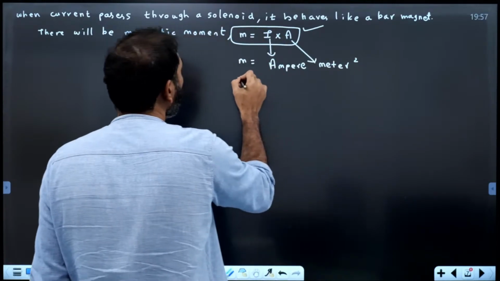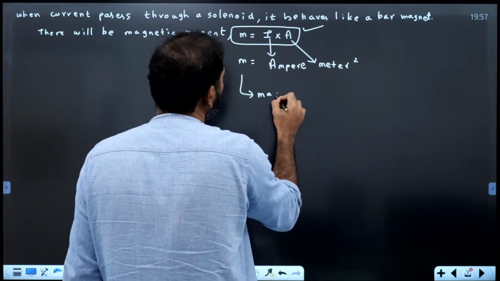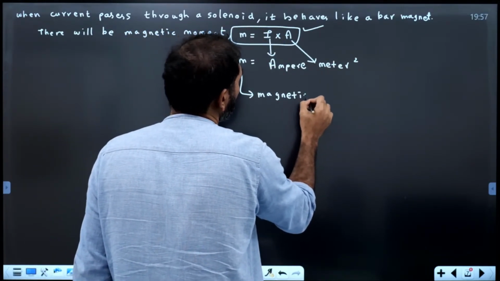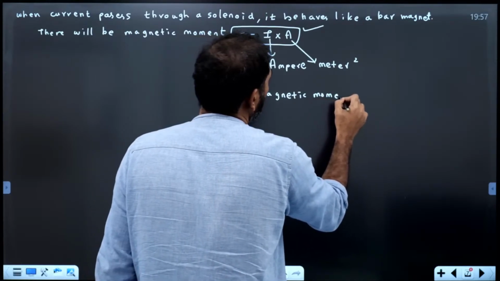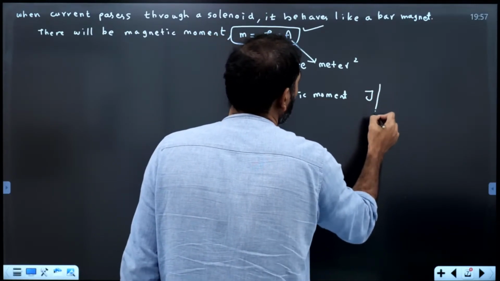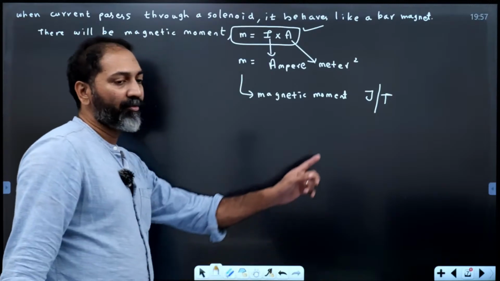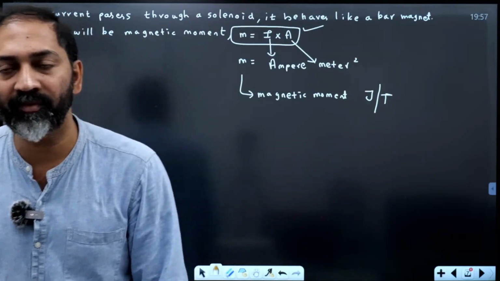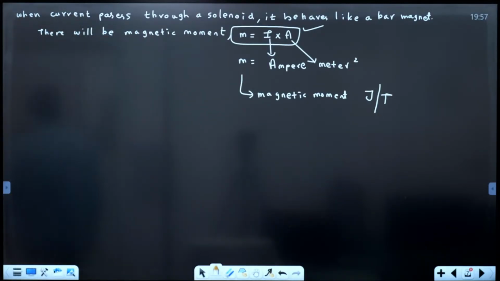See, there is one more unit for magnetic moment, that is Joule per Tesla. There is another unit called Joule per Tesla. In some problems, you can see magnetic moment represented as Joule per Tesla.